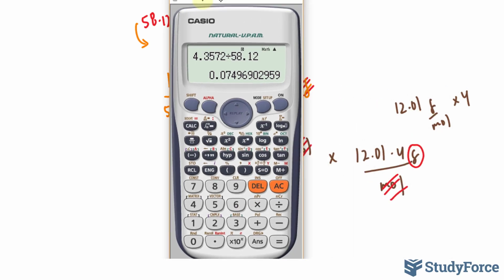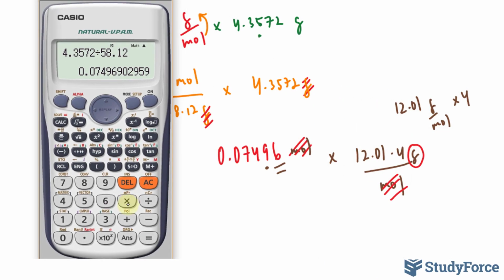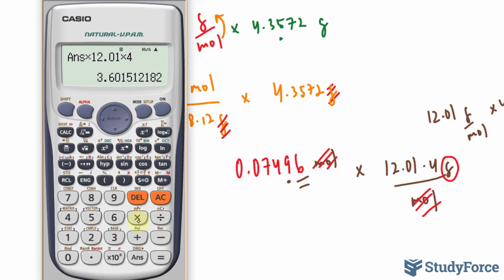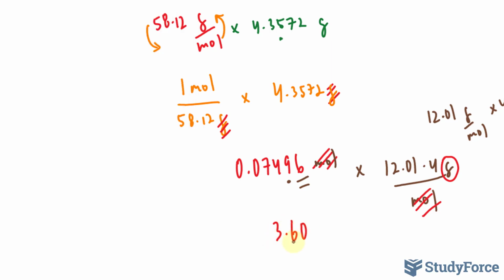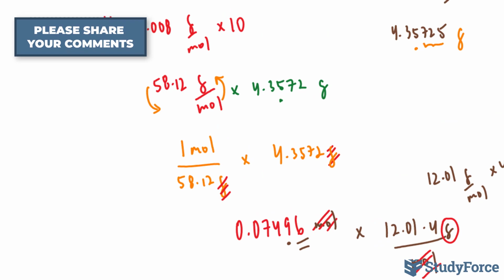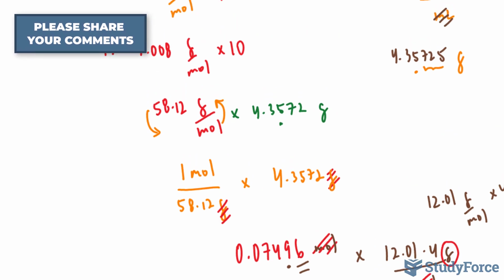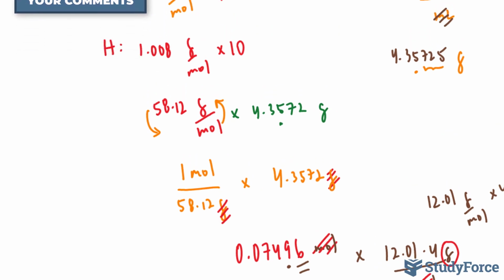This number times 12.01 times 4, and we end up with 3.60 grams of carbon. That is how much carbon exists in 4.35 total grams of this butane.